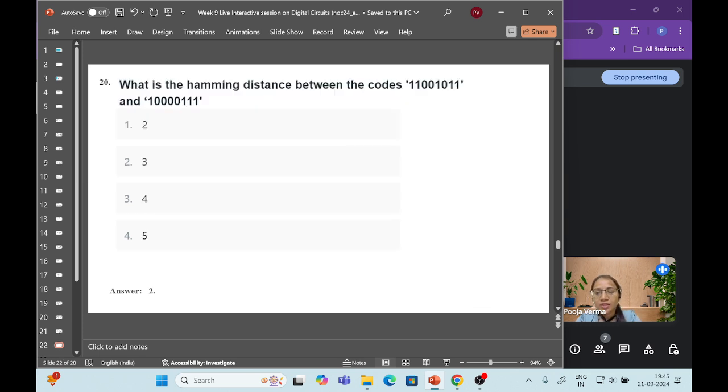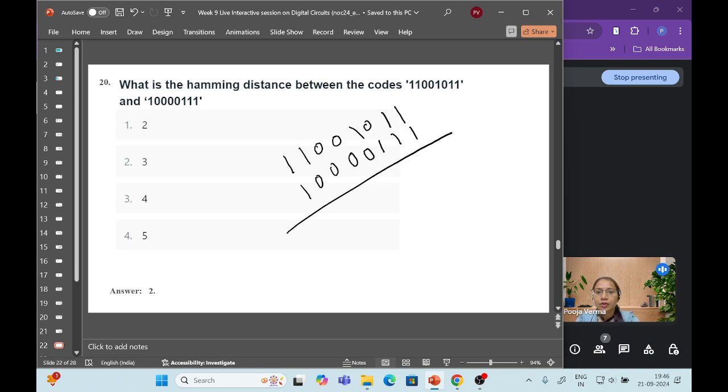So next question is also related to Hamming distance. Already I have told you what a Hamming distance is. So what is the Hamming distance between the codes 1, 1, 0, 0, 1, 0, 1, 1 and 1, 0, 0, 0, 0, 1, 1, 1? Simply we have to take XOR of these codes and then check the number of ones.